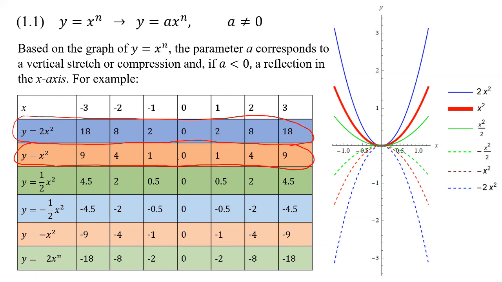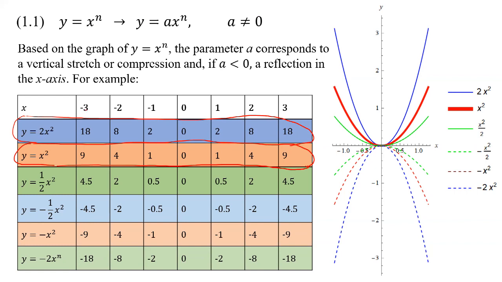When x is 0, y is 1. When x is 1, y is 1. When x is 2, y is 4. When x is 3, y is 9, right? These are sample points from the original function. So if we put a new factor 2 in front of the whole function, what will happen?